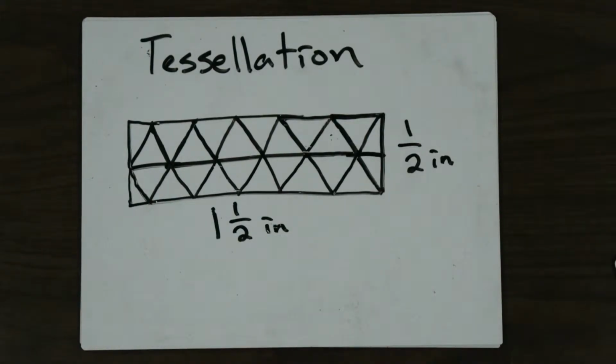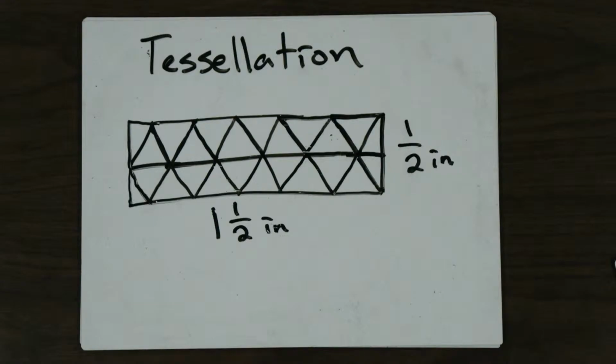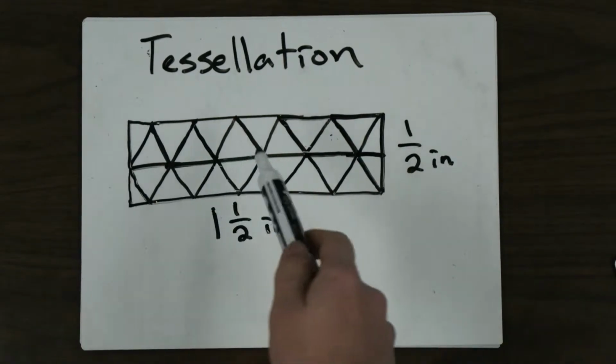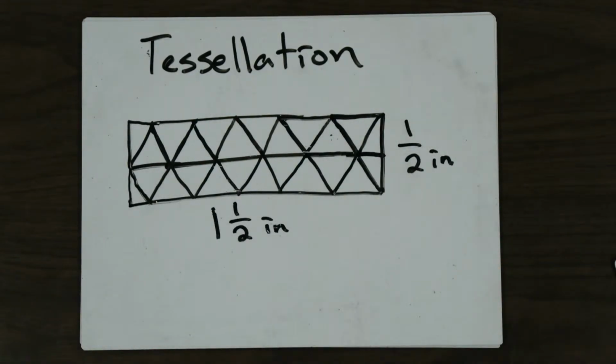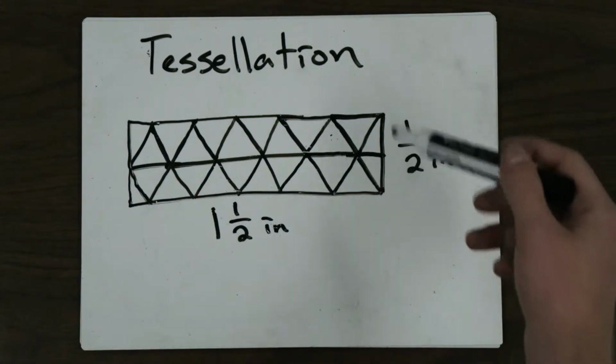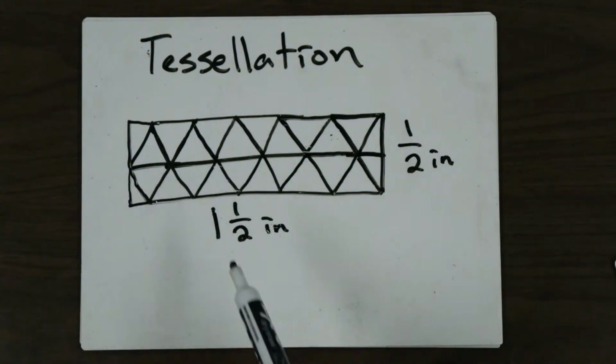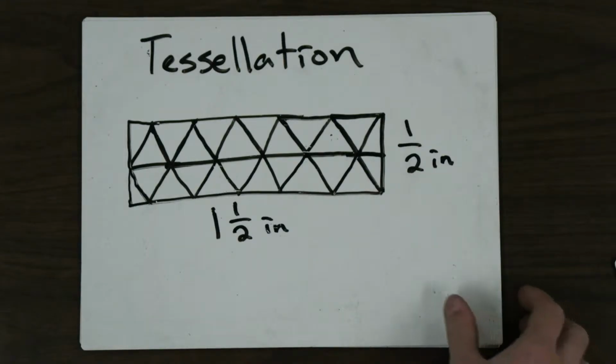So now let's go back and talk a little bit about tessellations. And we looked at MC Escher's artwork on his website where he used tessellations a lot. And so here we have a tessellation of triangles, and they've been boxed in. So we see the same shape being repeated over and over and over. And then we also see that the width of this rectangle is 1/2 inch and the length is 1.5 inches. We're going to use those values in just a second.